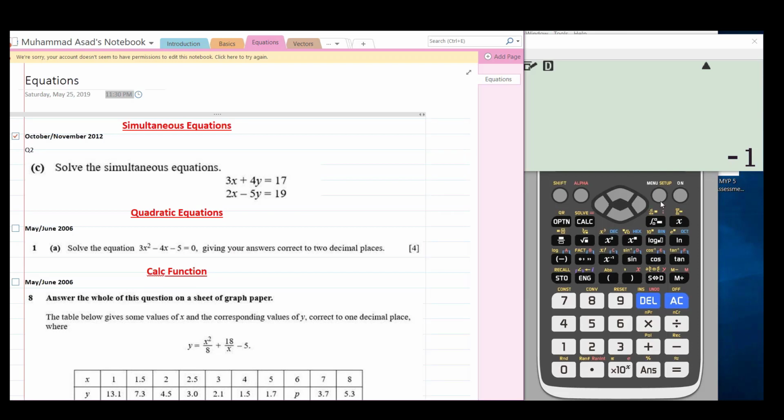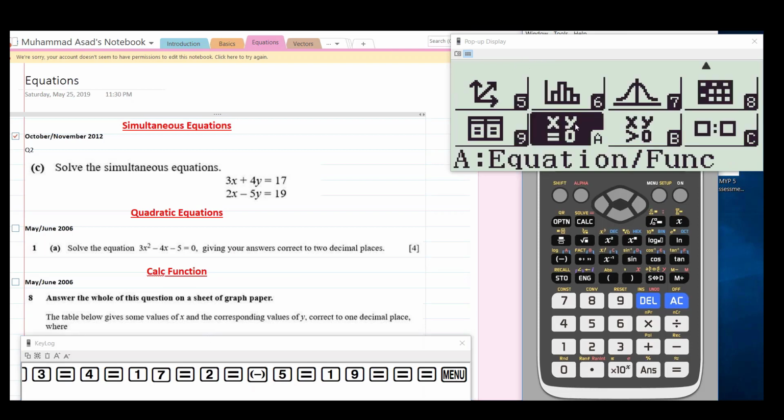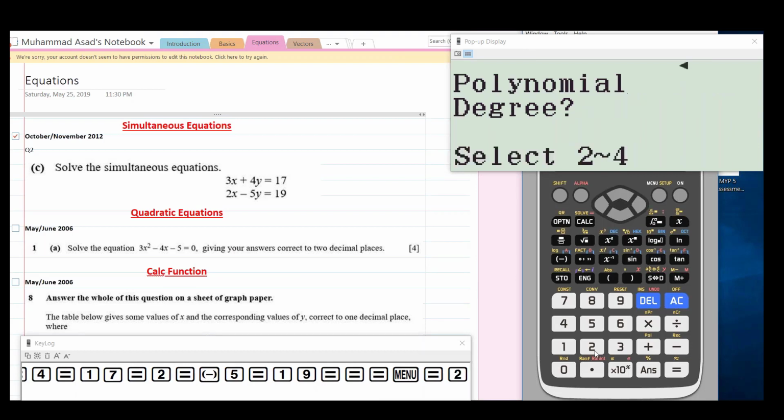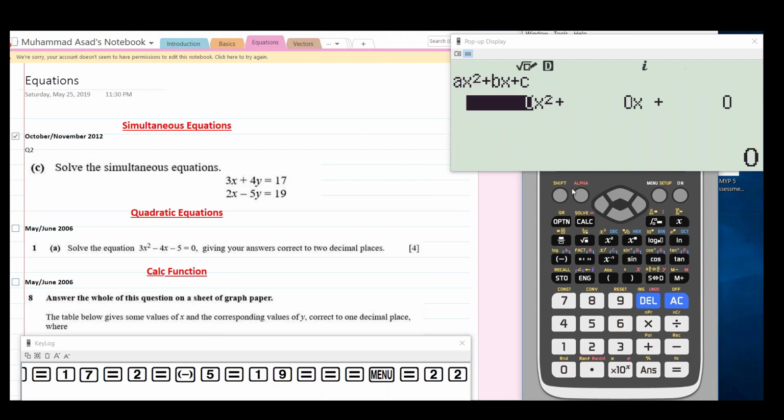Press menu and then the same option, equation function, and now I have to go to polynomial. Polynomial is 2, so I will press 2. Degree, we know that the degree of a quadratic equation is 2, so I will press 2. You can solve cubic equation, power 4 equation also in this calculator.